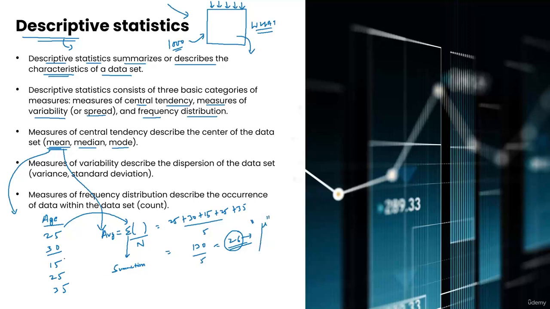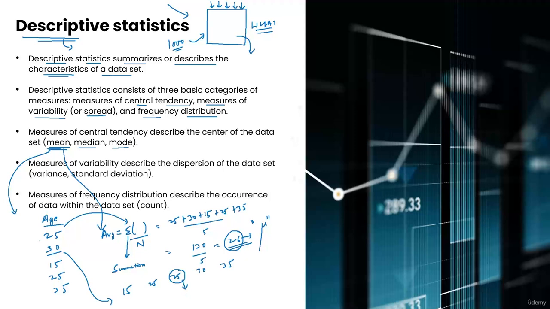What will be median? Median is simply the middle value. In order to find the middle value, the first thing that you need to do is to sort these values. Let's say I start writing these numbers from smallest to the largest: first one will be 15, then comes 25, 25, 30, and 35. And the middle value is 25. So this becomes your median.